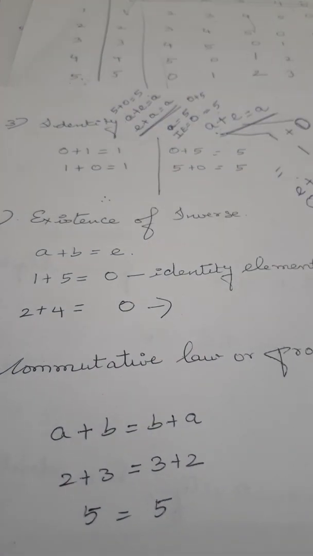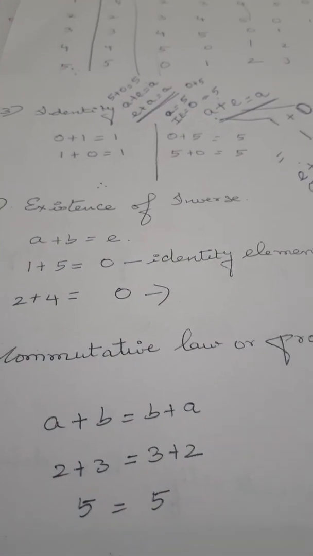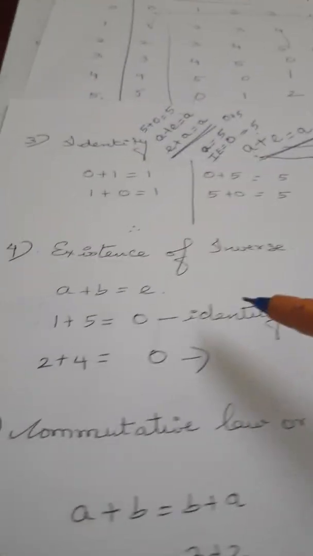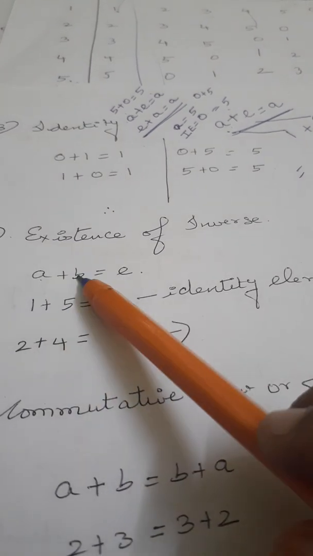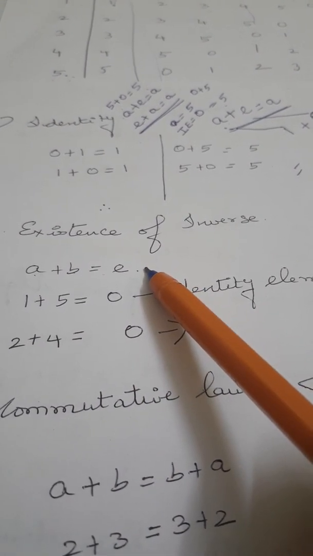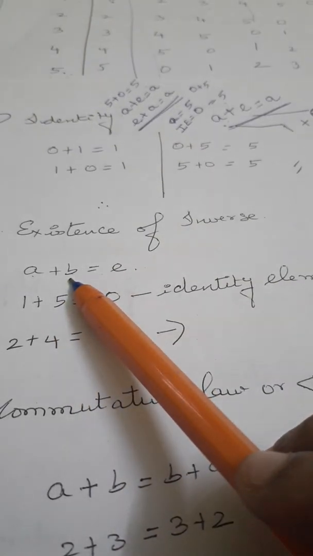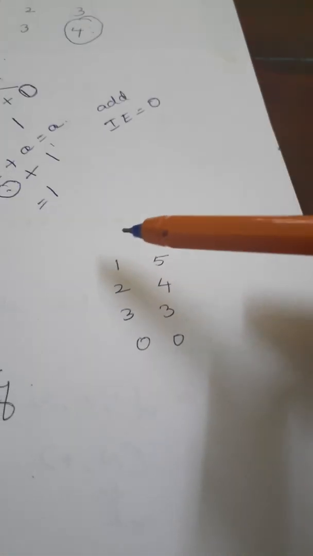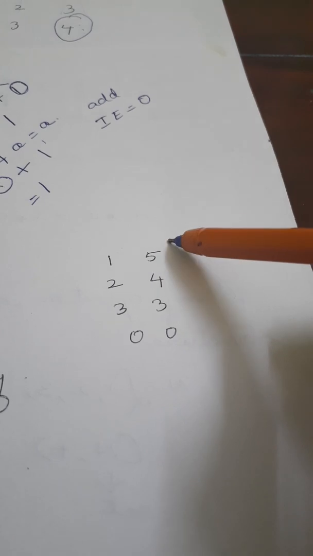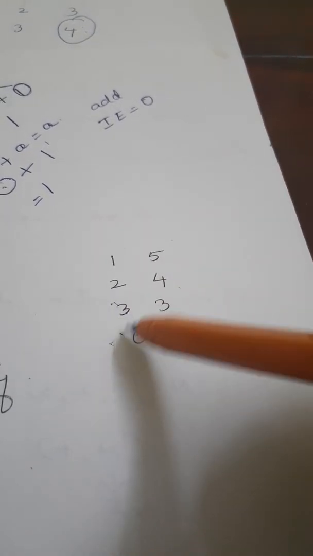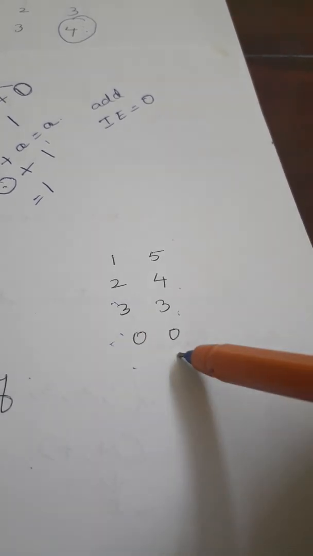Okay, next it's inverse. Okay, so for inverse you can take any formula. So here they used A plus B is equal to E. So this is the inverse formula. Okay, A plus B is equal to E. Okay, so note this. For 1 its inverse is 5. For 2 its inverse is 4. For 3 its inverse is 3. And for 0 its inverse is 0.